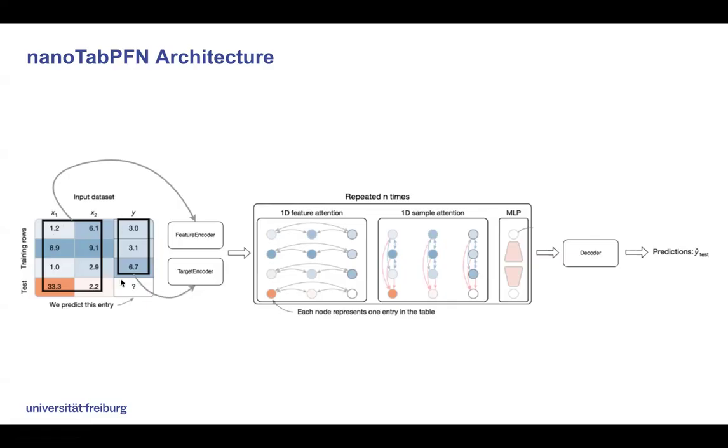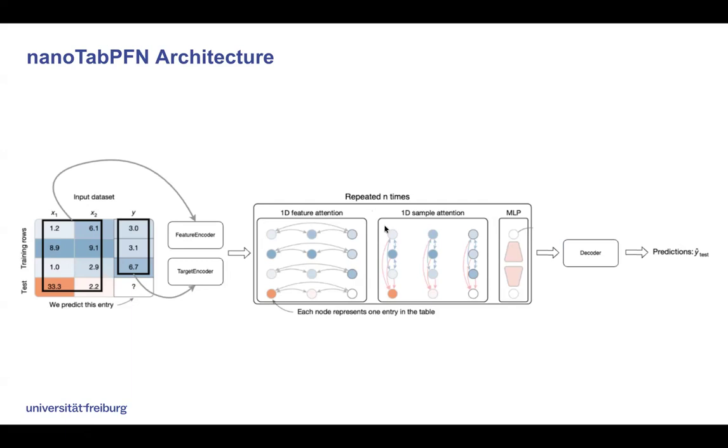The target encoder does something very similar. It takes ytrain, then it pads this up to the length of ytrain and ytest by imputing ytest with the mean across ytrain, and then it uses a separate linear layer to map from a scalar value to a high-dimensional embedding. We do this because we need the high-dimensional embeddings so that we can do our alternating attention on it.